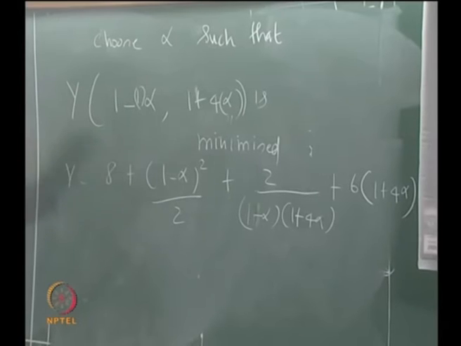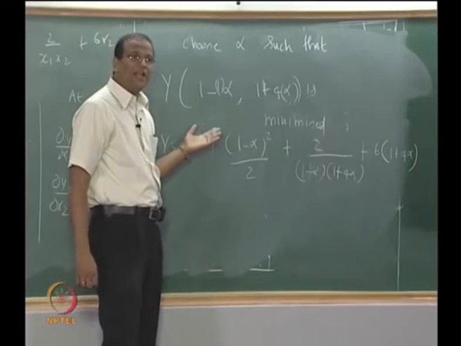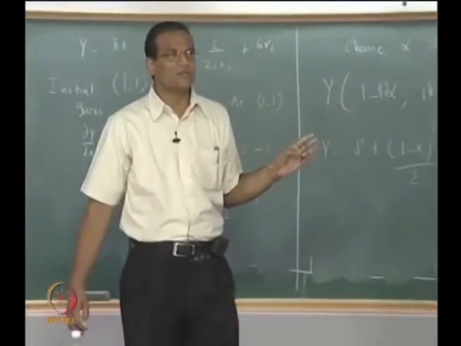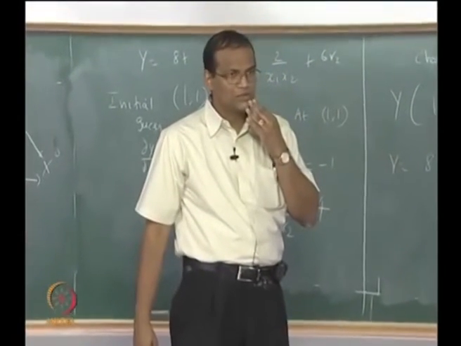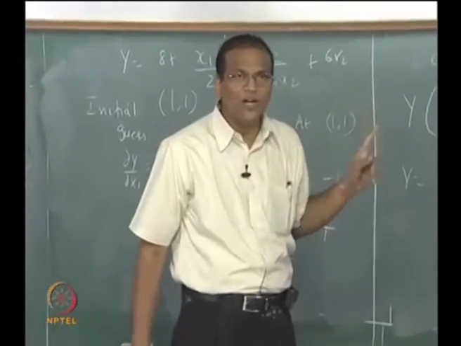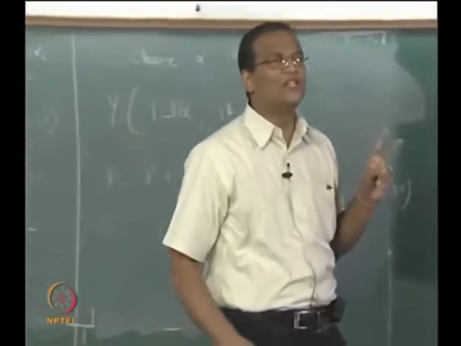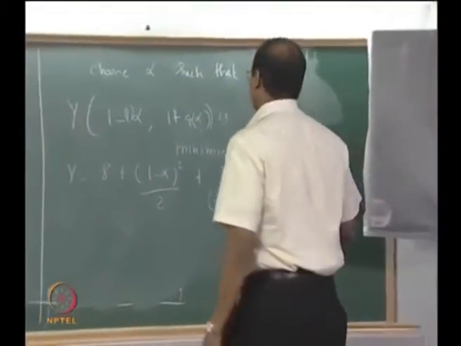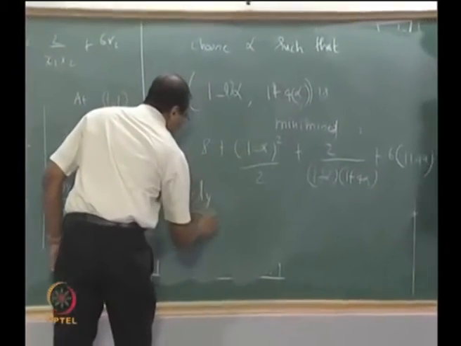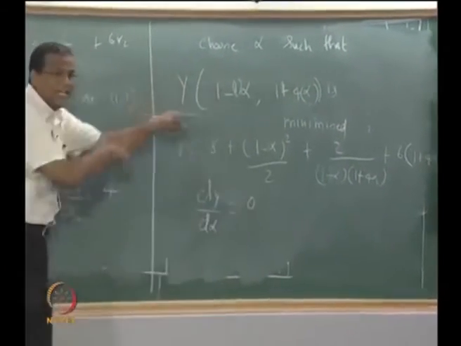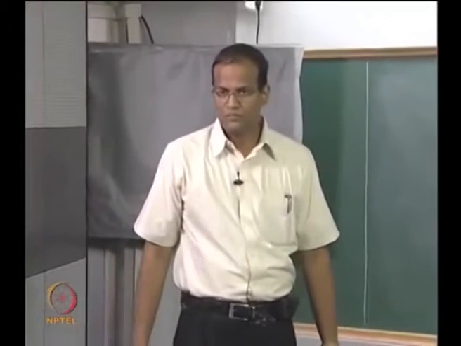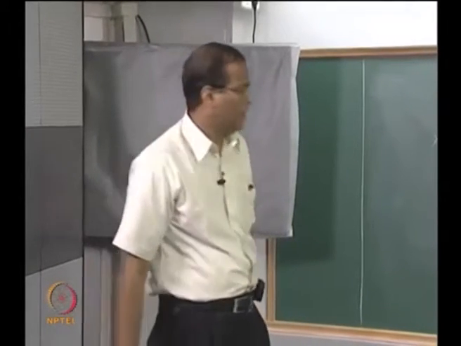But see how difficult it is. Now getting alpha itself is a project. You have to use golden section search, but if you have patience, if you do it within 2 or 3 iterations, you will get what took you 15 iterations. So dy by d alpha equal to 0. Solve for alpha.